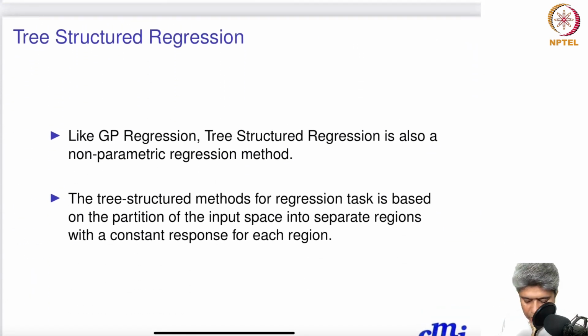Like GP regression, tree-structured regression is also a non-parametric regression method. Remember what our model is: y is a function of x plus epsilon, and GP regression also tries to estimate this unknown f, and tree-structured regression also tries to estimate that f. But the methodology is very different from GP regression. Let us see how tree-structured regression works.